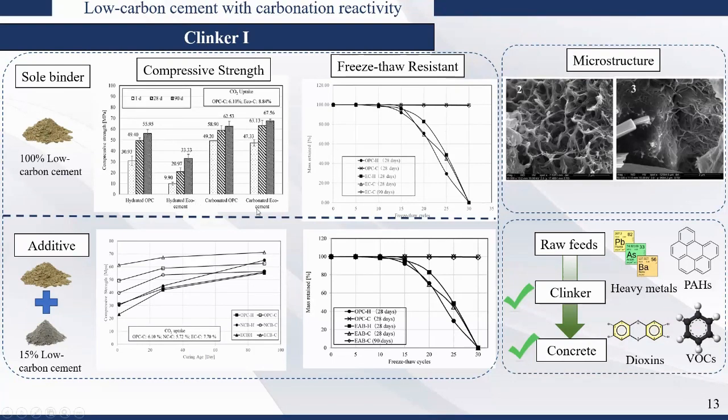But if we do carbonation, the strength of the eco cement significantly increased up to 67 MPa compared to 62. This is carbonated OPC. Like I said, OPC can be carbonated as well, so we can see strength enhancement as well. So it reached a slightly higher strength than OPC. So we confirmed the feasibility of using it as 100% low carbon cement.